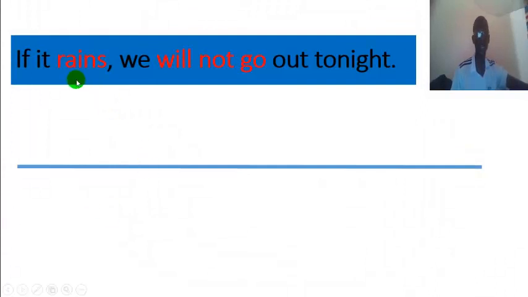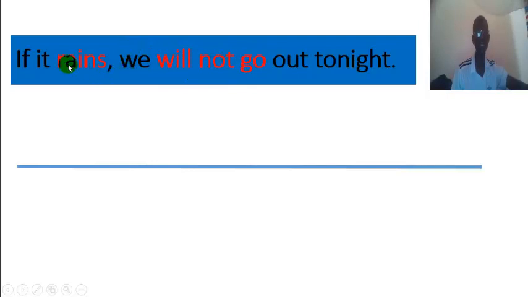If it rains, we will not go out tonight. Ici, nous avons la phrase divisée en deux parties, séparées par une virgule. La première partie commençant par if, c'est la subordonnée de condition, ou bien conditional clause, ou bien if clause. La deuxième partie, c'est la principale qu'on va appeler main clause ou result clause.